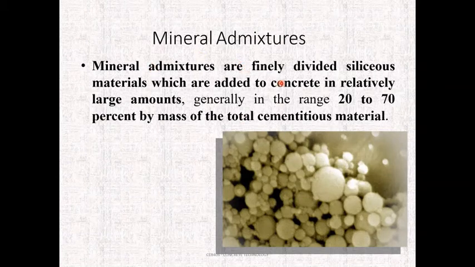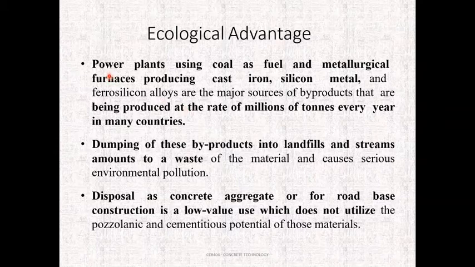Mineral admixtures are finely divided siliceous materials which are added to the concrete in relatively large amounts. It ranges from 20 to 70% by the mass of the total cementitious material. The power plants using coal as a fuel are the major source of these byproducts, which are produced at a rate of millions of tons every year in many countries.